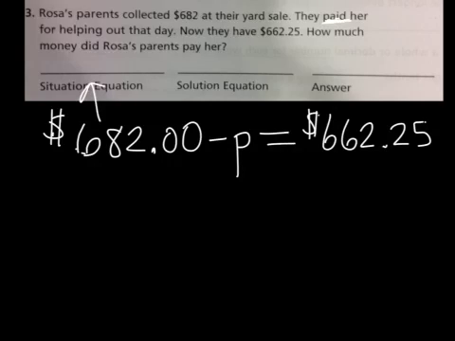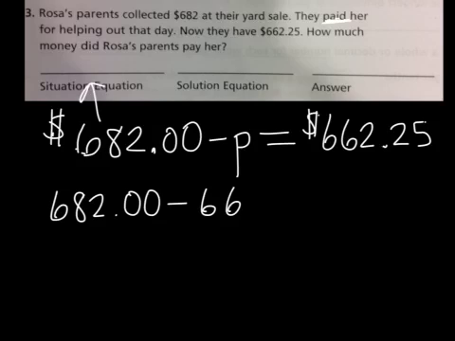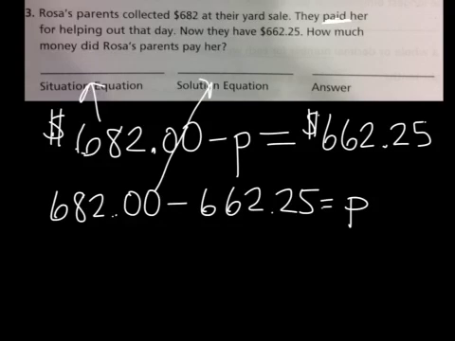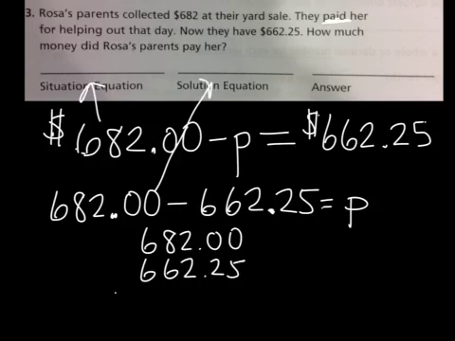Now I'm going to take this, and in order to figure out what P is, I'm going to take $682 and I'm going to subtract $662.25, and that's going to give us what they paid Rosa. So that's the solution equation, meaning you can find the solution. So now making sure you're lining up your decimal points, you'll set it up like this: 682 minus 662.25. Make sure you are borrowing and that you're not just subtracting without borrowing. So you're going to have to come over here and borrow, and you can figure out the rest.